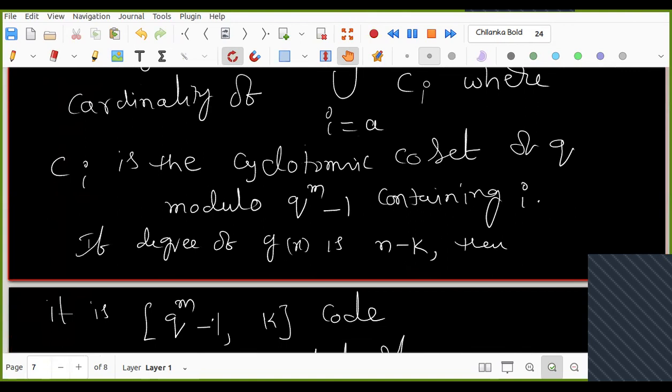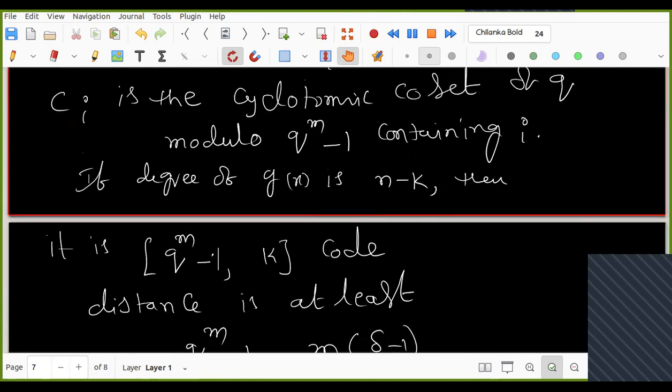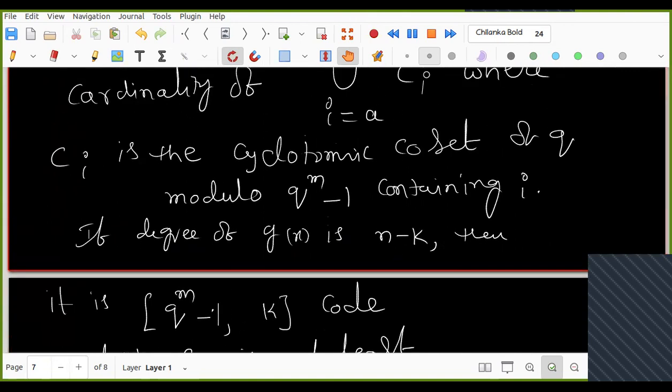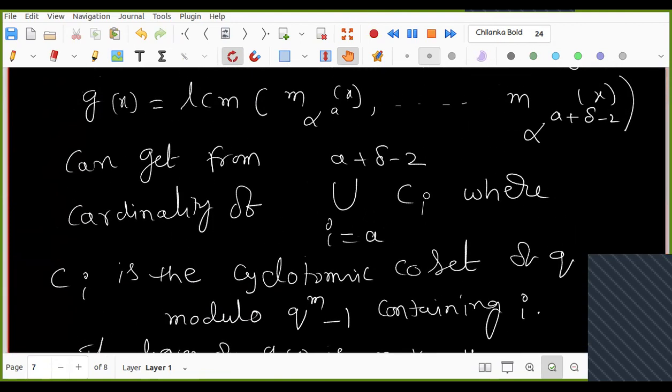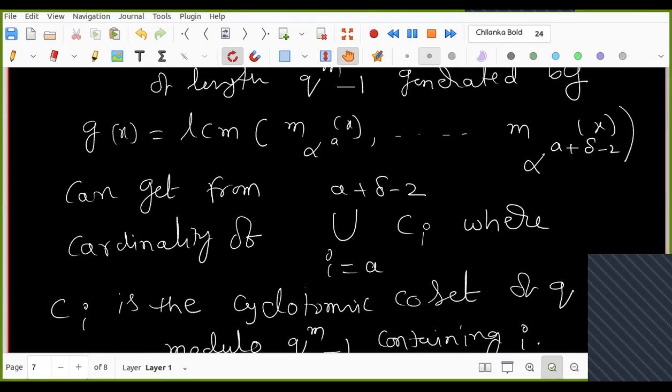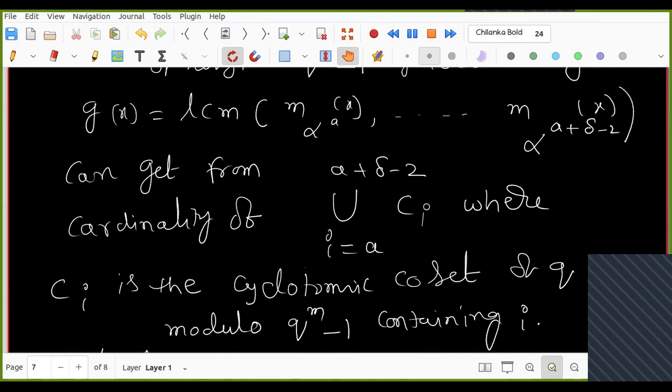So the degree of g(x) is n minus k. This n minus k comes from the cardinality of this part. Is it okay or not okay? Yes, sir. Okay, because sometimes repetitions may come, so that's why I'm taking the union, so the repetition gets cancelled. Then whatever remaining disjoint part comes, that cardinality is the degree of g(x), right?